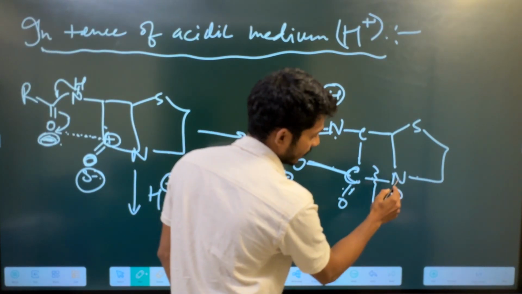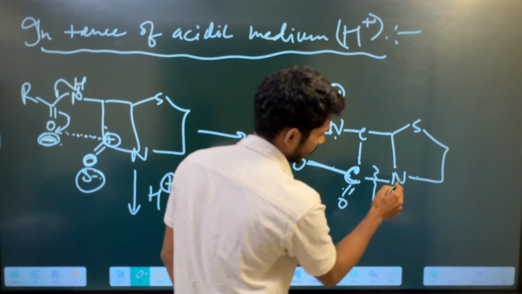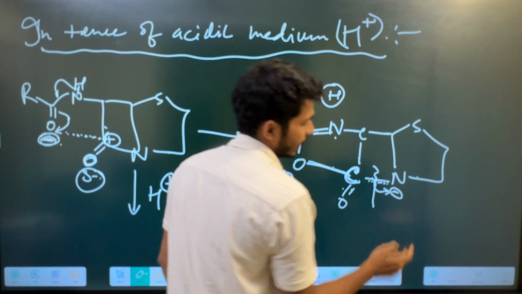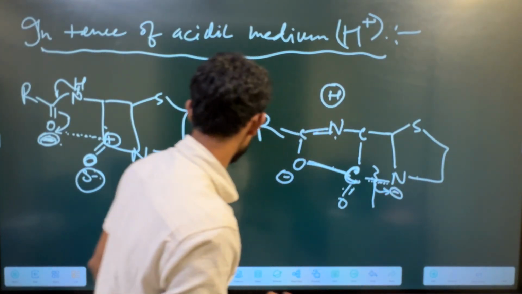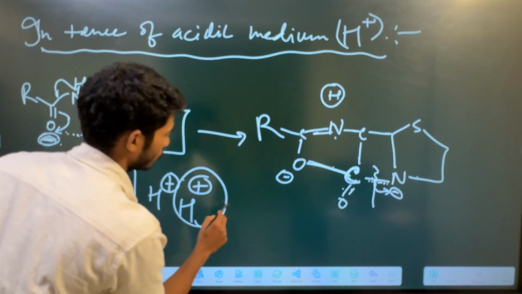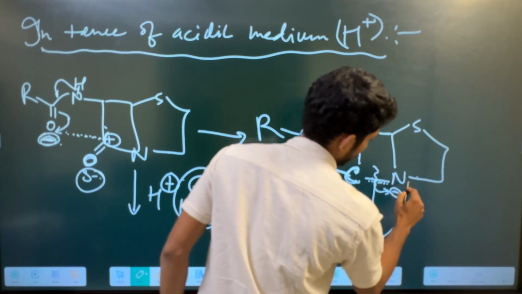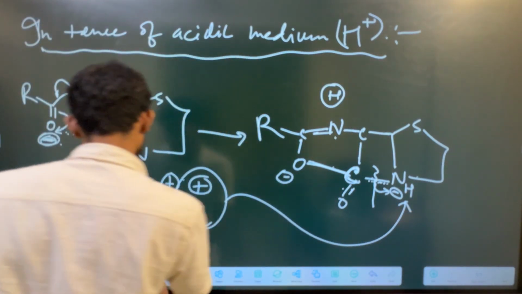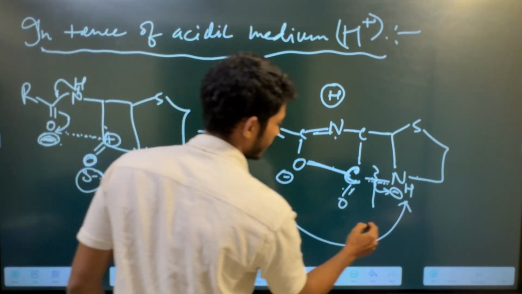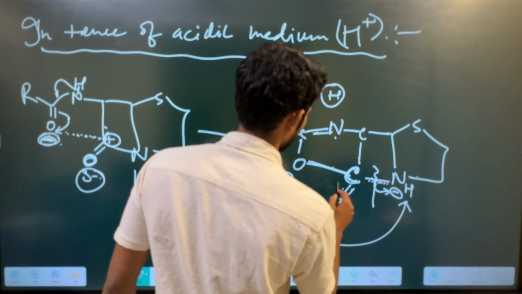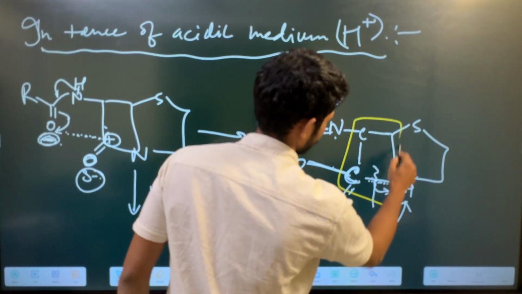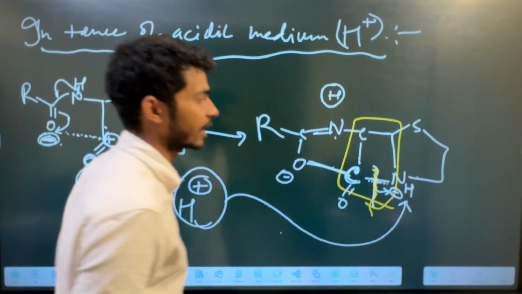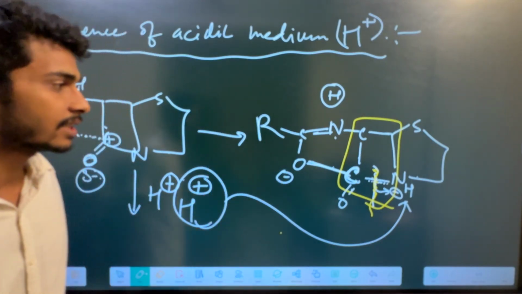Why? Because it is highly electronegative compared to this carbon, and it will withdraw all the electrons present on the bond. So this nitrogen is negatively charged. This H plus will go and bind with the negatively charged nitrogen, and it will form NH. Now see, this was the beta-lactam ring. Now again the beta-lactam ring is broken or not? Yes, since this bond is broken, the beta-lactam ring is again broken.